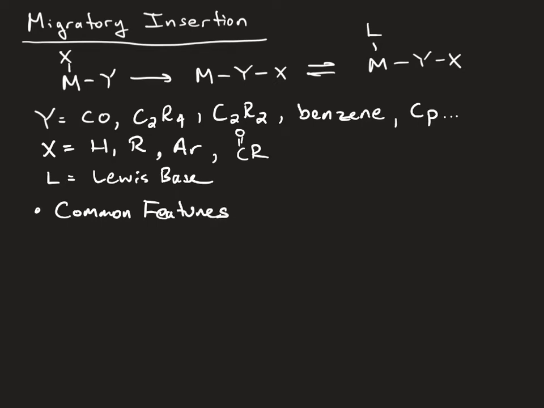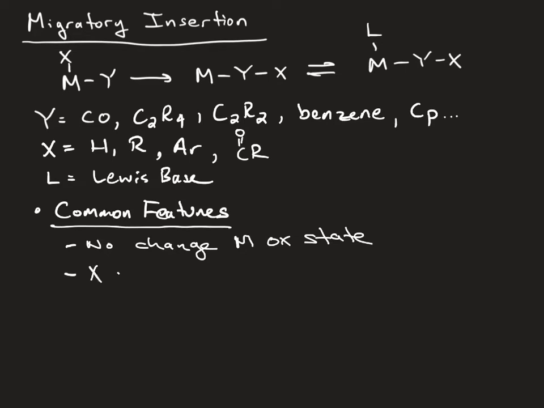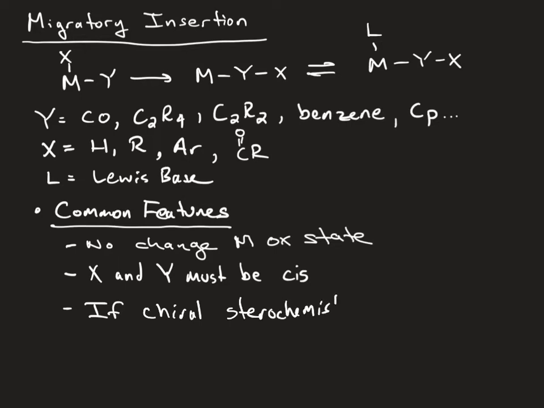Some common features of migratory insertion reactions. There's no net change in the formal oxidation state of the metal. So the metal stays in the same oxidation state. In order to occur, X and Y must be ligated in a cis-type fashion, or else you won't get the migratory insertion process to happen. And finally, if your complex is chiral, then the stereochemistry will be retained.